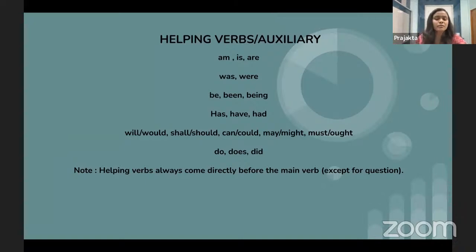The most important part while using these helping verbs is that they always come directly before the main verb, except for questions. When we try to make questions, we can use the helping verbs differently, but whenever we use these helping verbs in statements, they always come before the main verb.